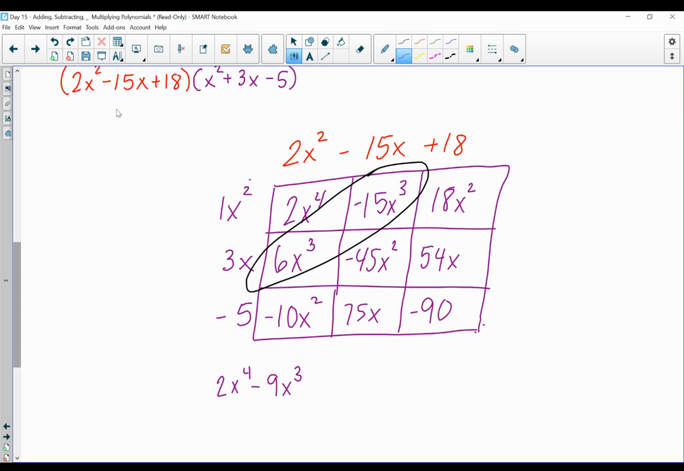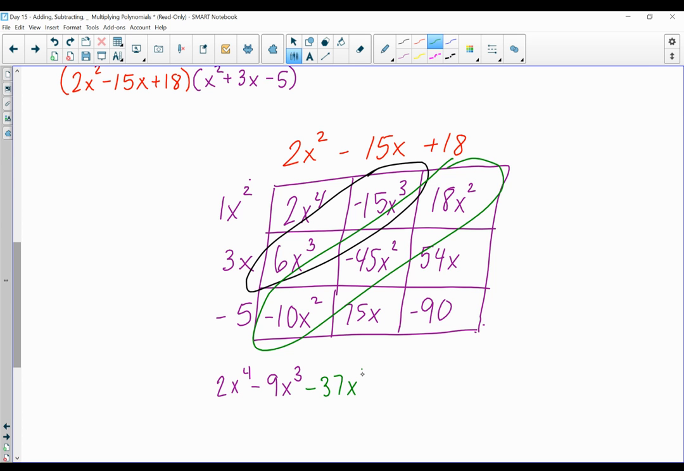All right, and then the next one. So we need to combine the squareds now. We have negative 10x squared and negative 45x squared. That's going to give us a negative 55x squared plus 18x squared. So I'm going to plug in my calculator, negative 55 plus 18. And that gives me a negative 37x squared.